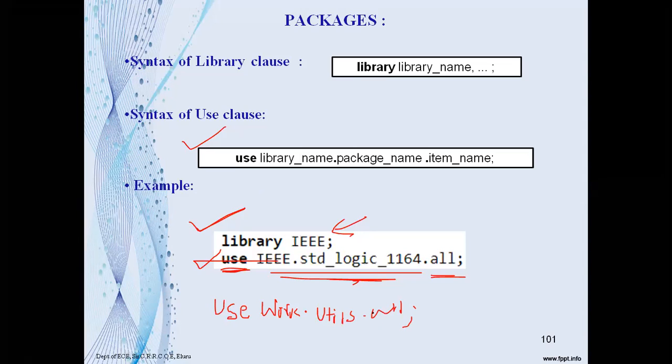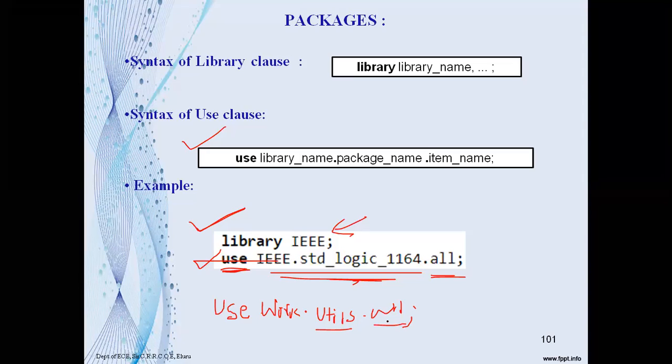So what does it mean here? Use work dot utilis dot all means that we want to use the package utilis, and from that we want to use all the items. What you have defined in utilis, a constant, a subtype, a function parity, can be used in your entity design. So this is all about the libraries and packages of VHDL.